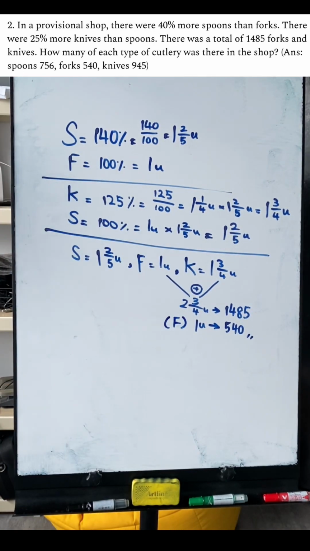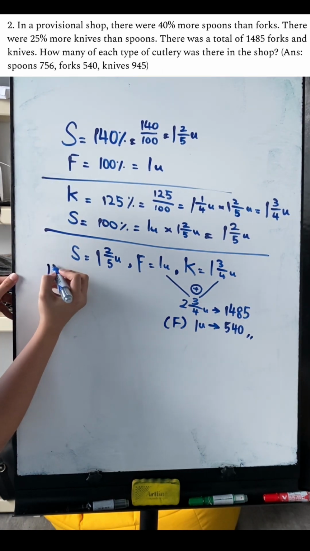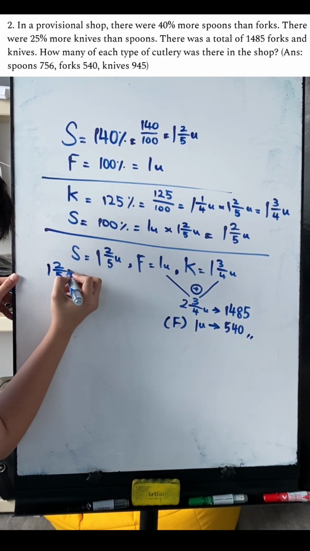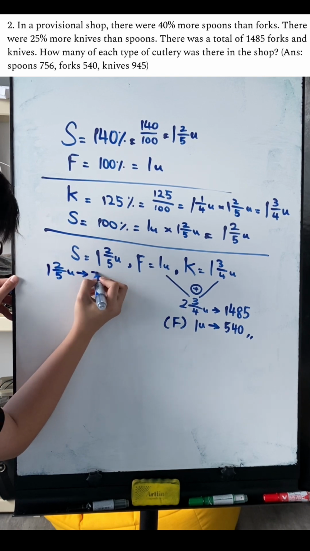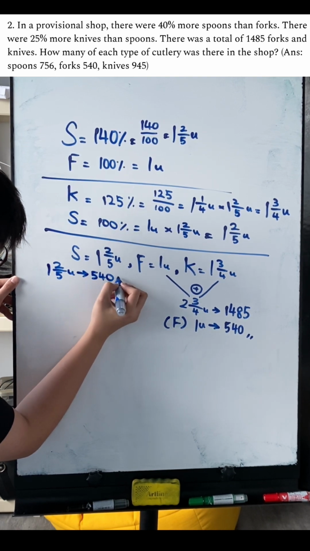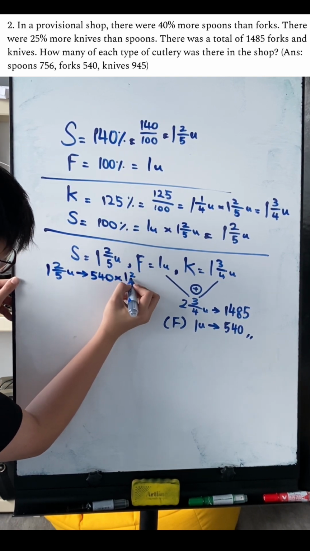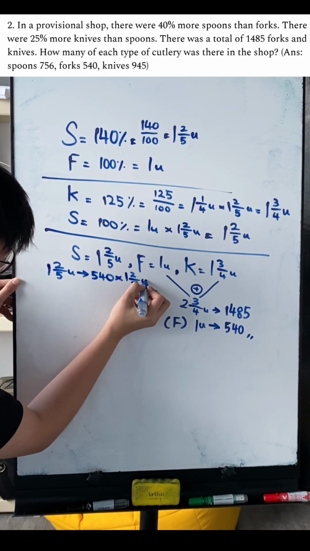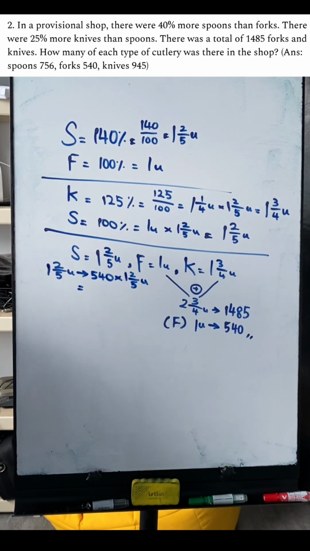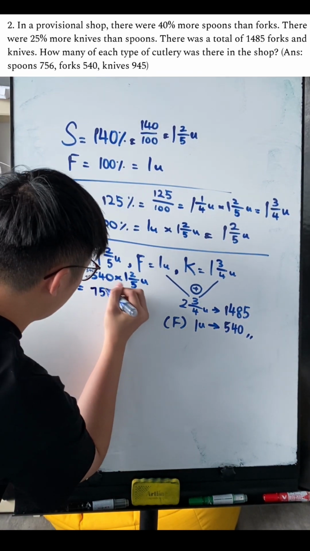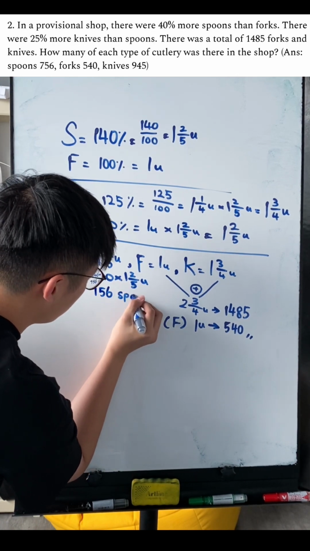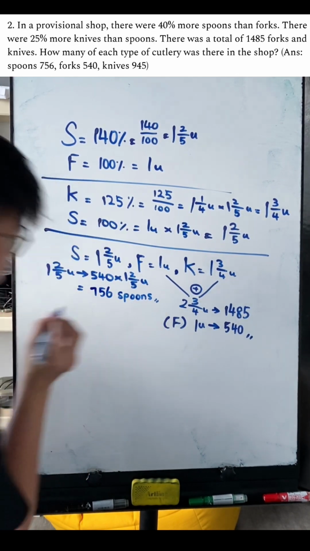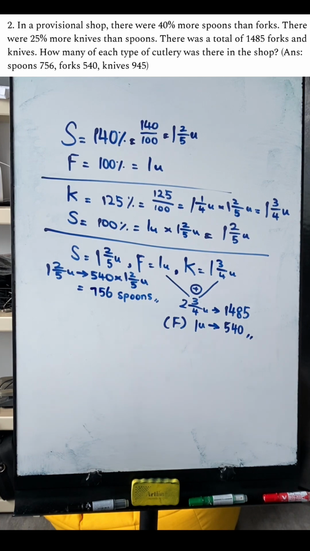How many forks? We already know that for fork, it is already over here. Am I making sense here? True? Now, for spoon, we just have to find 1 2 over 5 unit, right? What is 1 2 over 5 unit? 540 times 1 2 over 5. Agree so far? Yes. Alright, so from there, we do 540 times 1 2 over 5. We get our answer of 756 spoons. Agree so far? This is the second one. Am I making sense here?